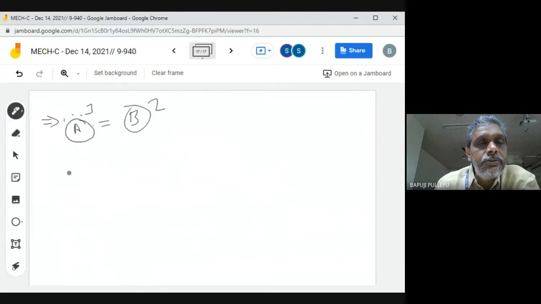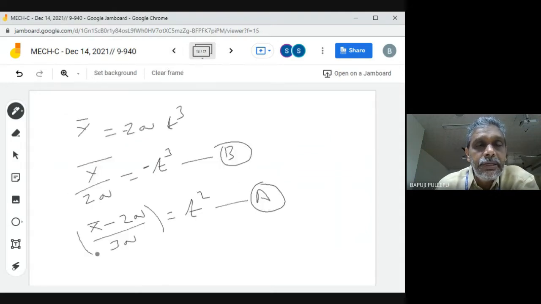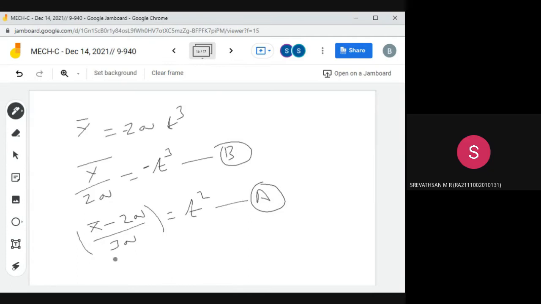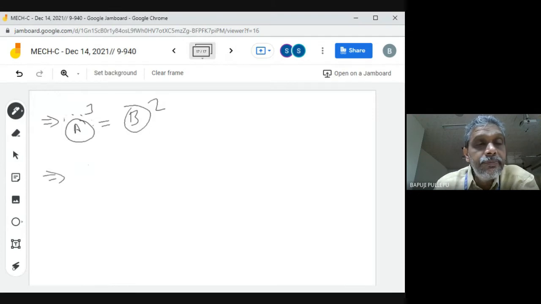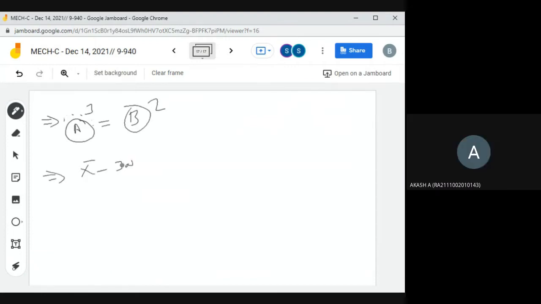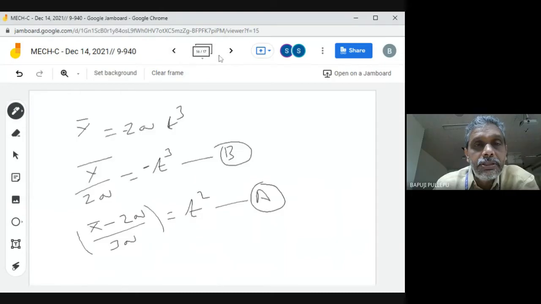A cube is equal to b square. Now, who is a cube? Tell me. X bar minus 2a by 3a whole cube. Tell me. X bar minus 3a? X bar minus 2a. 2a by 3a. 2a, sir. Okay.